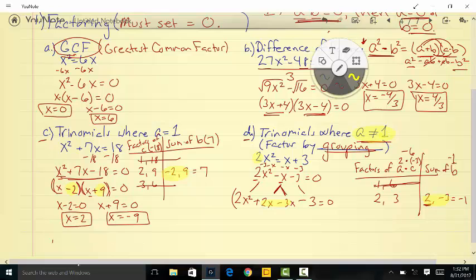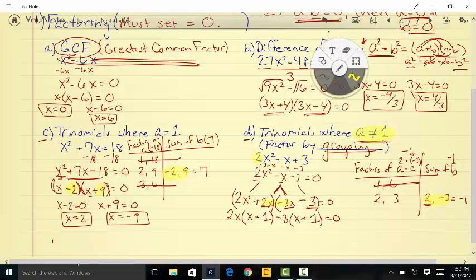So we're going to group the first two. And when we group the first two, we're then going to apply the GCF method. We take out what they have in common. They both can be divided by 2x. Dividing 2x squared by 2x gives us x. Dividing 2x by 2x gives us the quantity 1. Now if we group the second two, negative 3x minus 3, we can divide those both by negative 3. Dividing negative 3x by negative 3 gives us x. Dividing negative 3 by negative 3 gives us a positive 1.